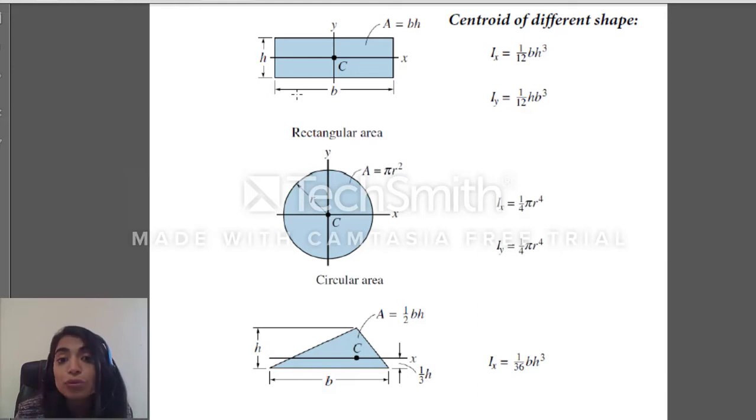But how to find the moment of inertia about another x prime or about another y prime for different shapes, rectangular shape, circular shape, triangular shape, or even for an irregular shape? This is basically by applying the parallel axis theorem. So what is the parallel axis theorem?